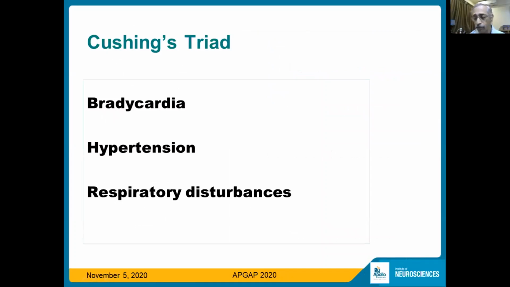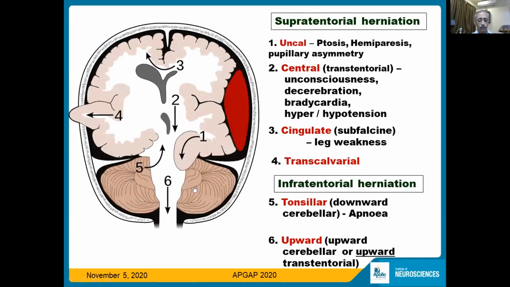This is very important, wherein we see the Cushing triad. We always look for this. Bradycardia is the earliest sign of the patient decompensating with raised ICP, a sudden increase in the ICP. Hypertension is a compensation to maintain the cerebral perfusion pressure when there is an increase in the ICP, and you see respiratory disturbance because of herniation. And this is what we call herniation syndromes.